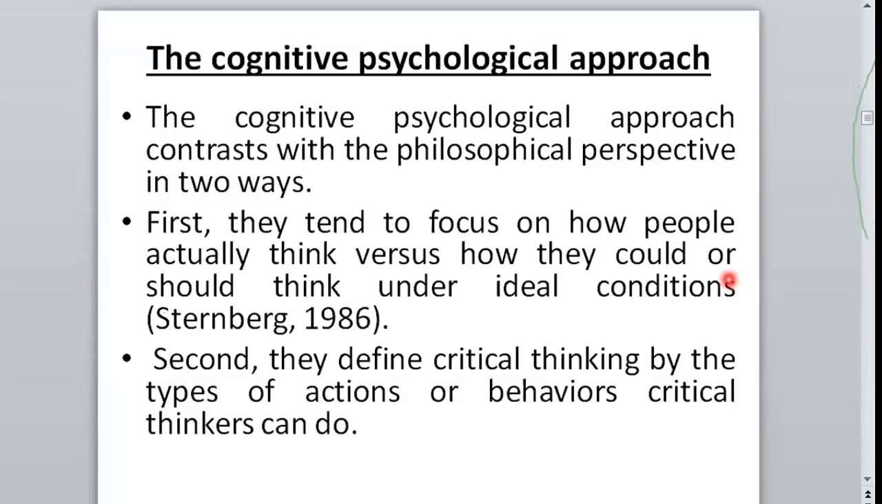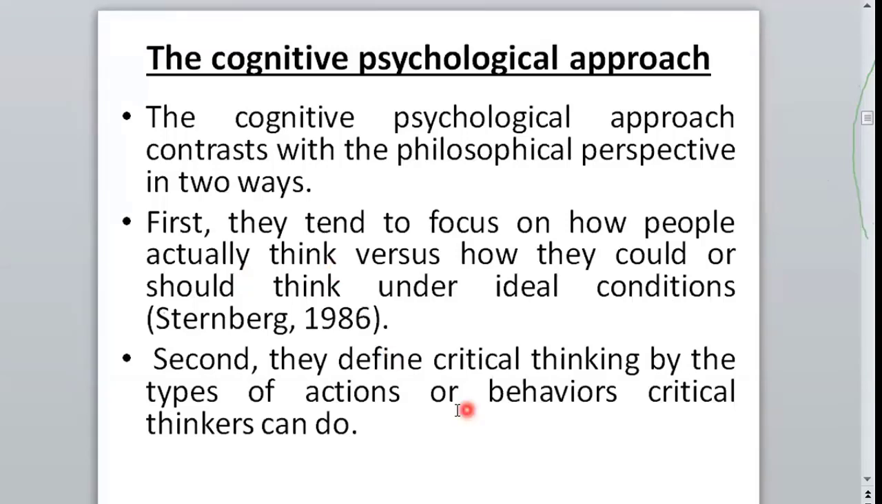What is the capacity of human beings under normal circumstances? If things are totally fulfilled, under their best circumstances, that's an ideal. This is the point where the difference from the philosophical approach lies: actual thinking versus the ideal nature of the philosophical approach.